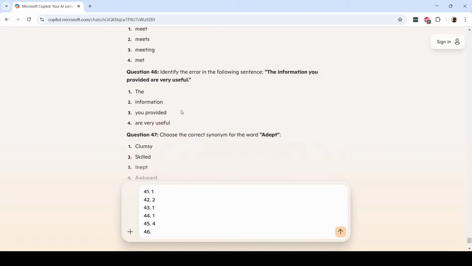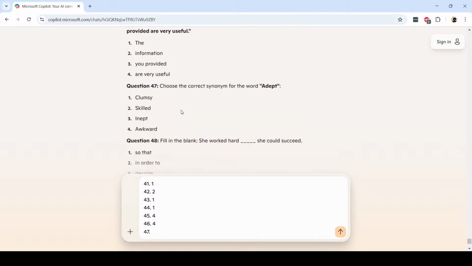Identify the error in the following sentence. The information you provided are very useful, were very useful. Choose the correct synonym for the word adapt. So we are adapting this change. So clumsy is not there, skilled is not there, awkward is not there, inept.